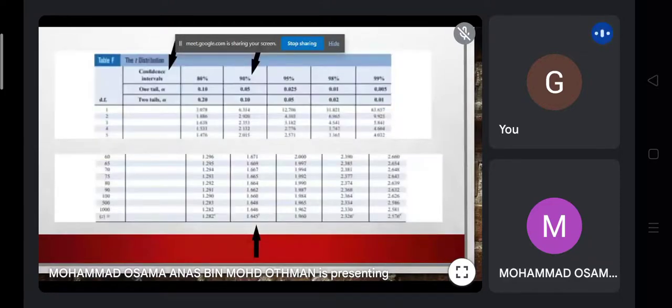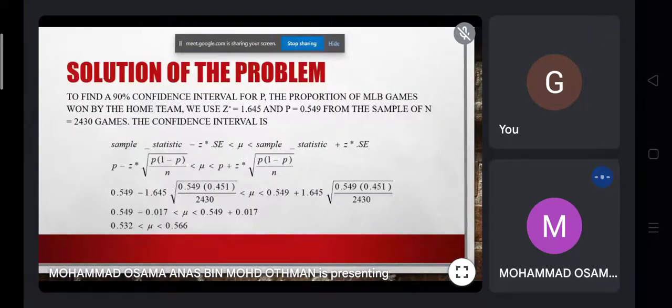Okay, as we can see, I found Z based on distribution table. So we look in the distribution table at confidence interval, which is 90% as stated in the problem, and we look at Z infinity. So Z is equal to 1.645. Back to the slide before. So we can see that Z is equal to 1.645 and p is equal to 0.549.